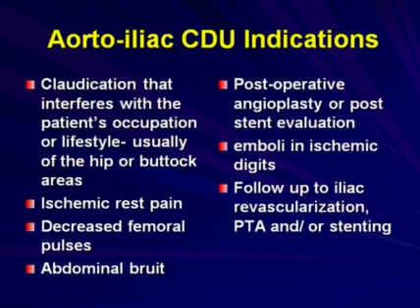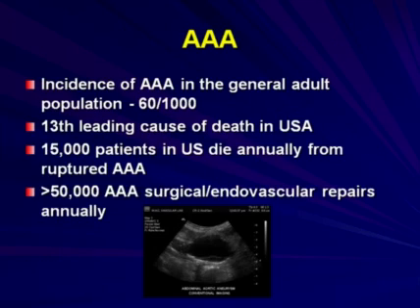Other indications would be claudication that interferes with the patient's occupation or lifestyle, usually one that would indicate that there's inflow disease such as the hip or the buttock area. Abdominal bruit or decreased femoral pulses may prompt an exam of this sort, or postoperative findings after angioplasty or stent to look at how that is faring. It may be emboli in the ischemic digits that prompt the exam, or again follow up to any kind of revascularization. So let's begin with aortic aneurysm and just quickly talk about that.